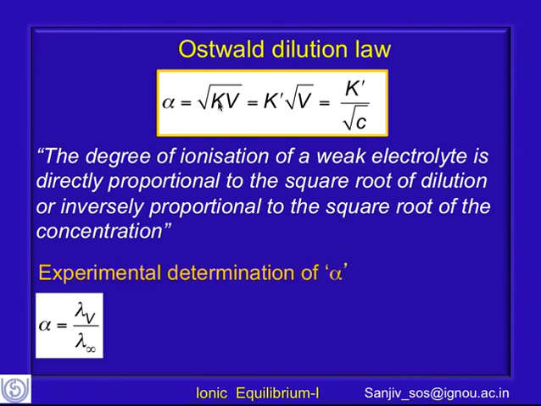Now, this is the statement for Ostwald's dilution law, and this is a mathematical expression for the same. Now what you will see is, in order to know about these things, we need some means of measuring this alpha. And that is very simple. Experimentally, alpha is defined as alpha is equal to lambda V by lambda infinity, and I'm sure we are familiar with these terms.